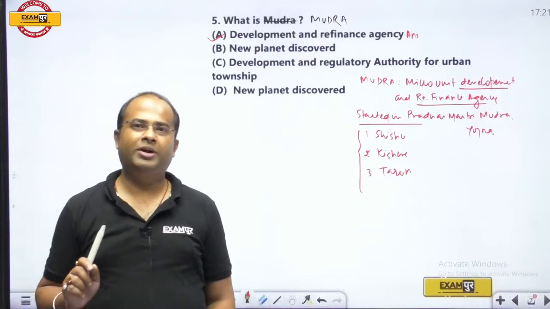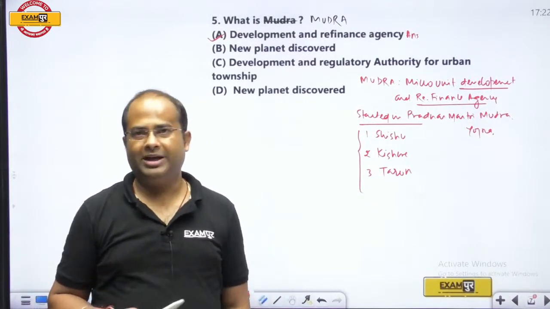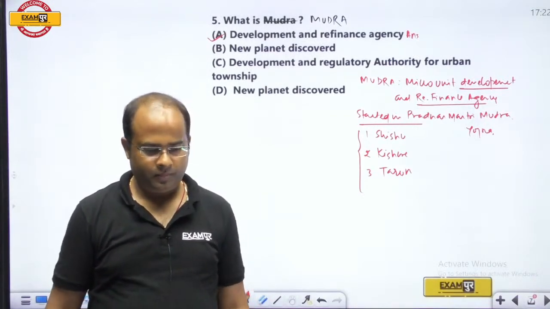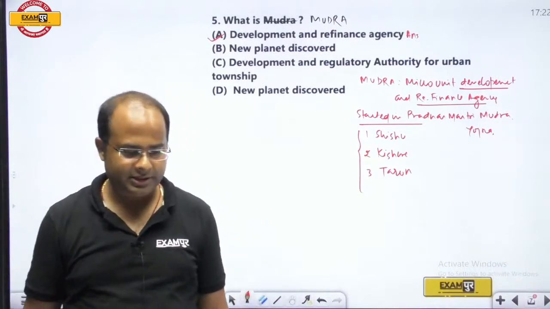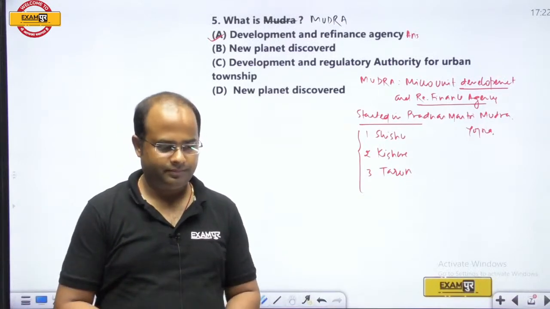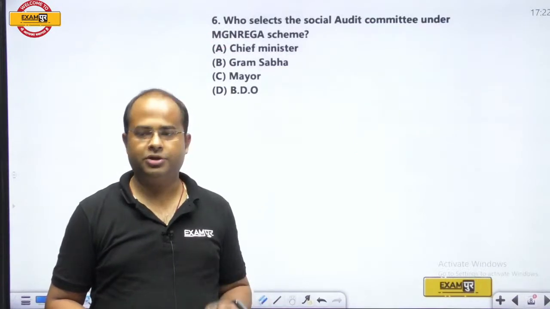I hope, my dear students, it is clear to all of you. Then please tell me, then I will be moving to the next question. So that is the Micro Units Development and Refinance Agency. It is all written in capital format. Okay, so now let's move to the next question.